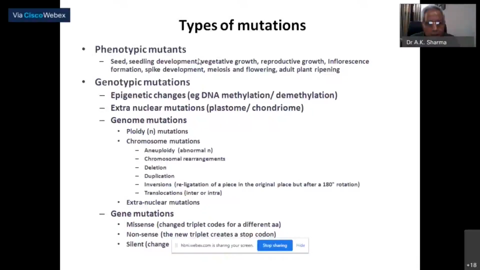Whereas a nonsense mutation means a new triplet creates a stop codon. That means the protein can no longer be made because a stop codon is created. A codon which was earlier coding for an amino acid suddenly becomes a stop codon, and as a result, the protein it was coding for is no longer there. And silent mutations are where changes have taken place but they have not affected the protein or morphological character.